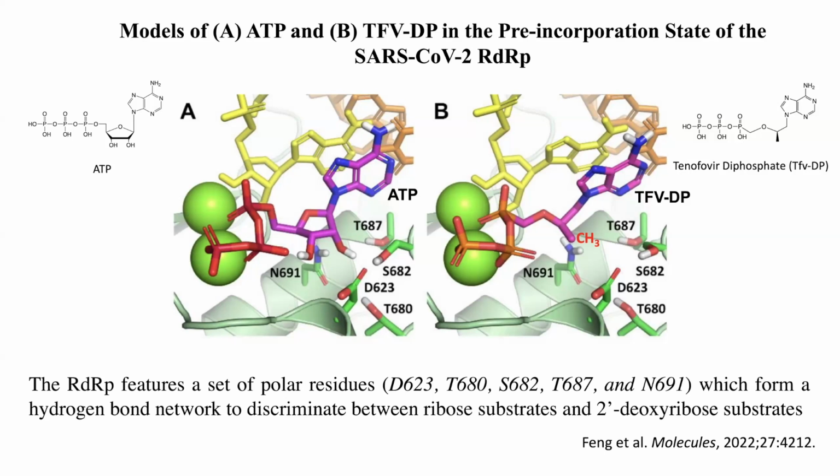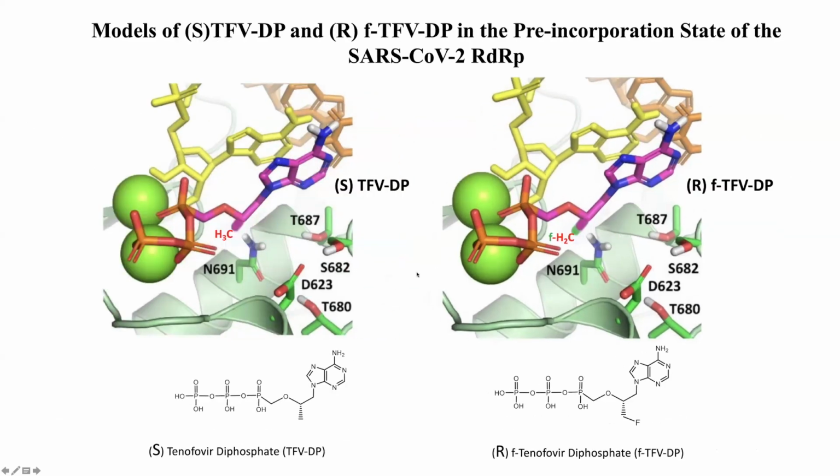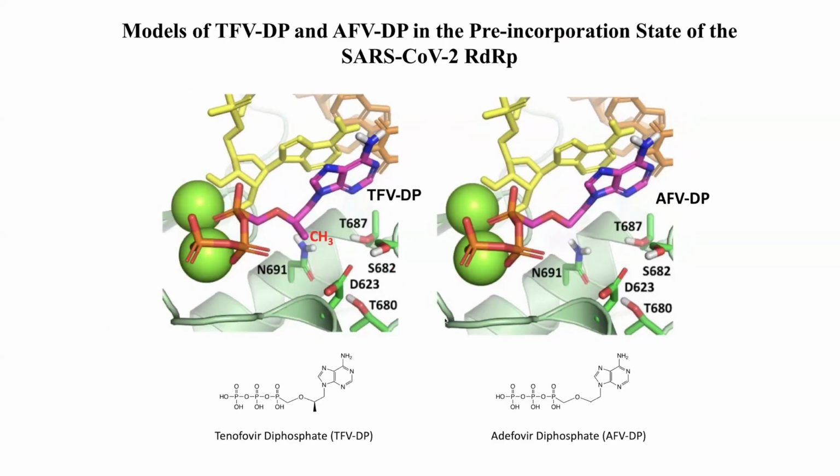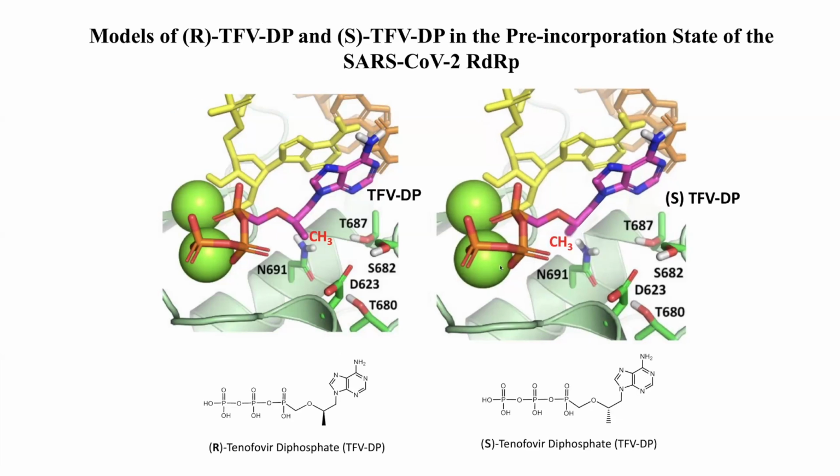But based on this structure, we thought, okay, how about we remove this methyl group, right? And turn this into adefovir. You can see that you release the clash, and then it should be incorporated better by the RDRP. And our experimental data showed that this is indeed the case.